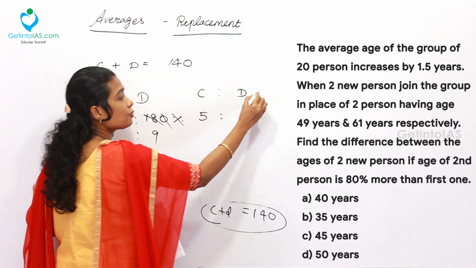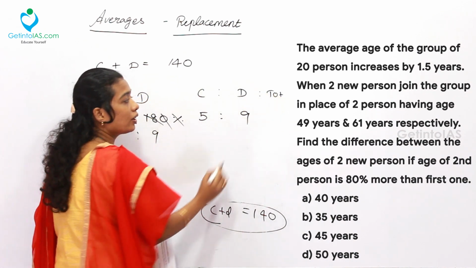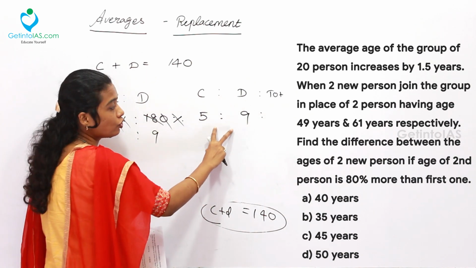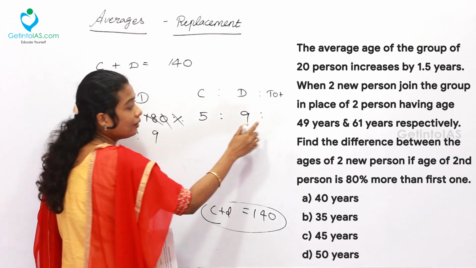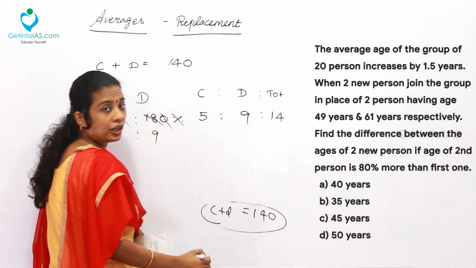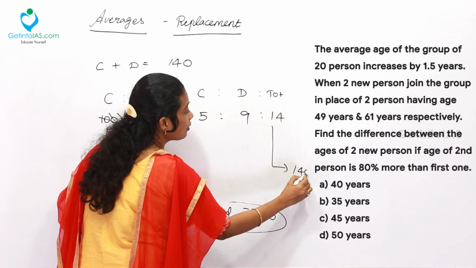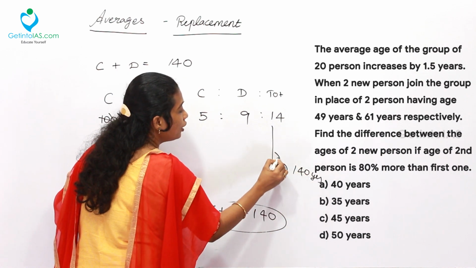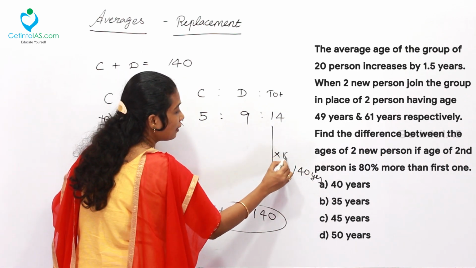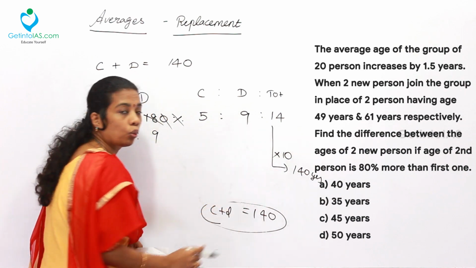Now, take the corresponding ratio for that. What is the total of the ratio of their ages? 5 plus 9, 14. This 14 is corresponding to the 140 years. So, into what? Simply 10. So, 14 into 10, 140.